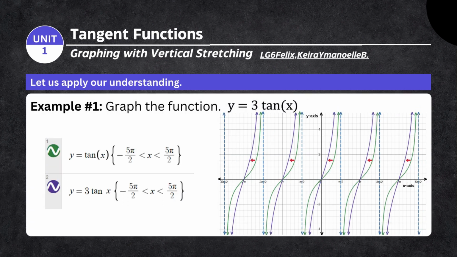Now, comparing the graph of the function y is equal to 3 times the tangent of the quantity x to the graph of the parent function, which is f of x, or y, is equal to the tangent of quantity x. The graph of y is equal to 3 times the tangent of the quantity x is vertically stretched by a factor of 3 compared to the parent graph. This means that it will oscillate or fluctuate more widely between negative 3 and positive 3 compared to the parent graph, y is equal to the tangent of quantity x, which oscillates or fluctuates between negative 1 and 1.